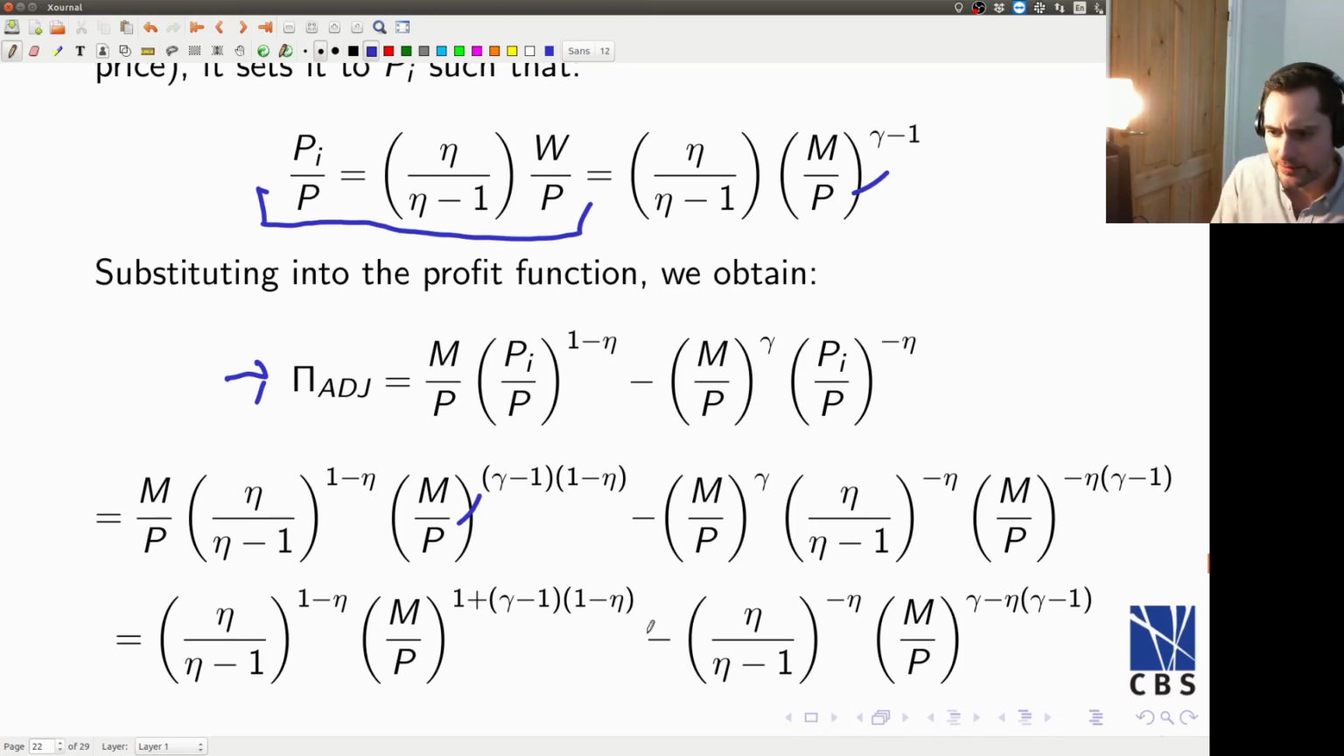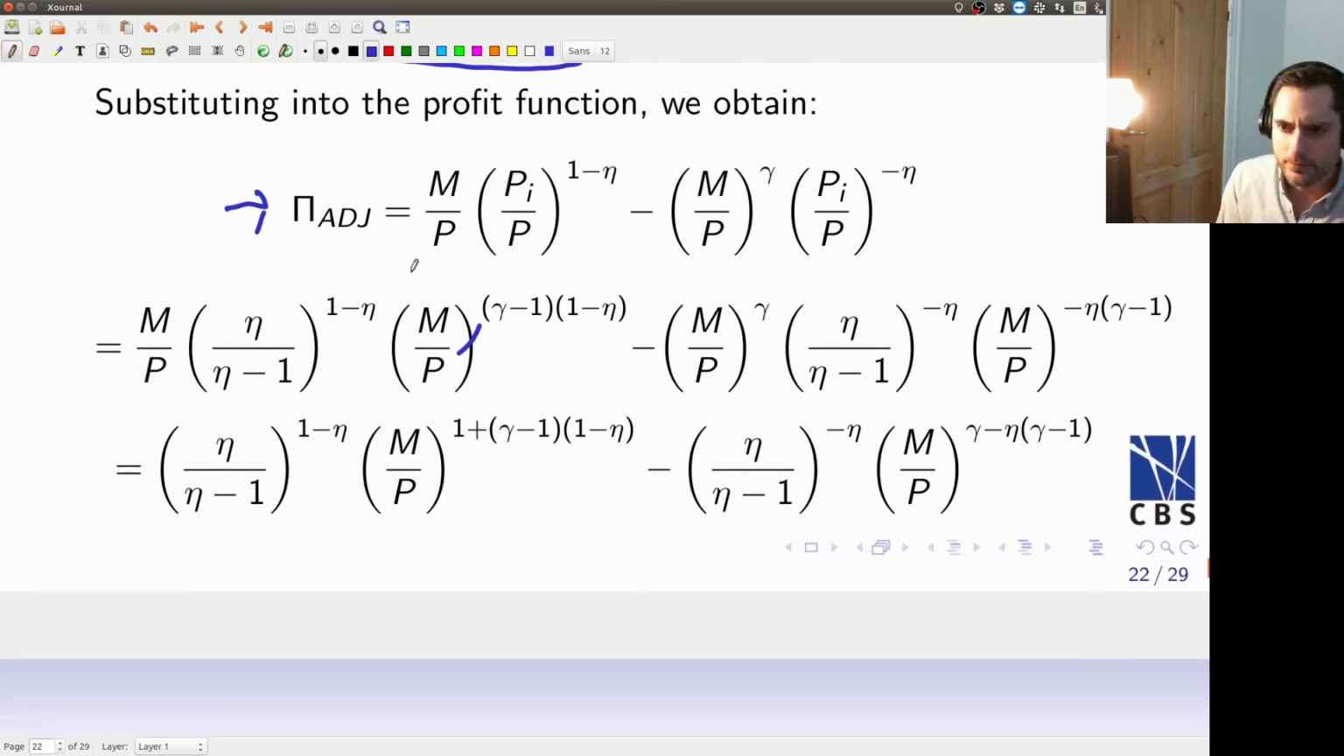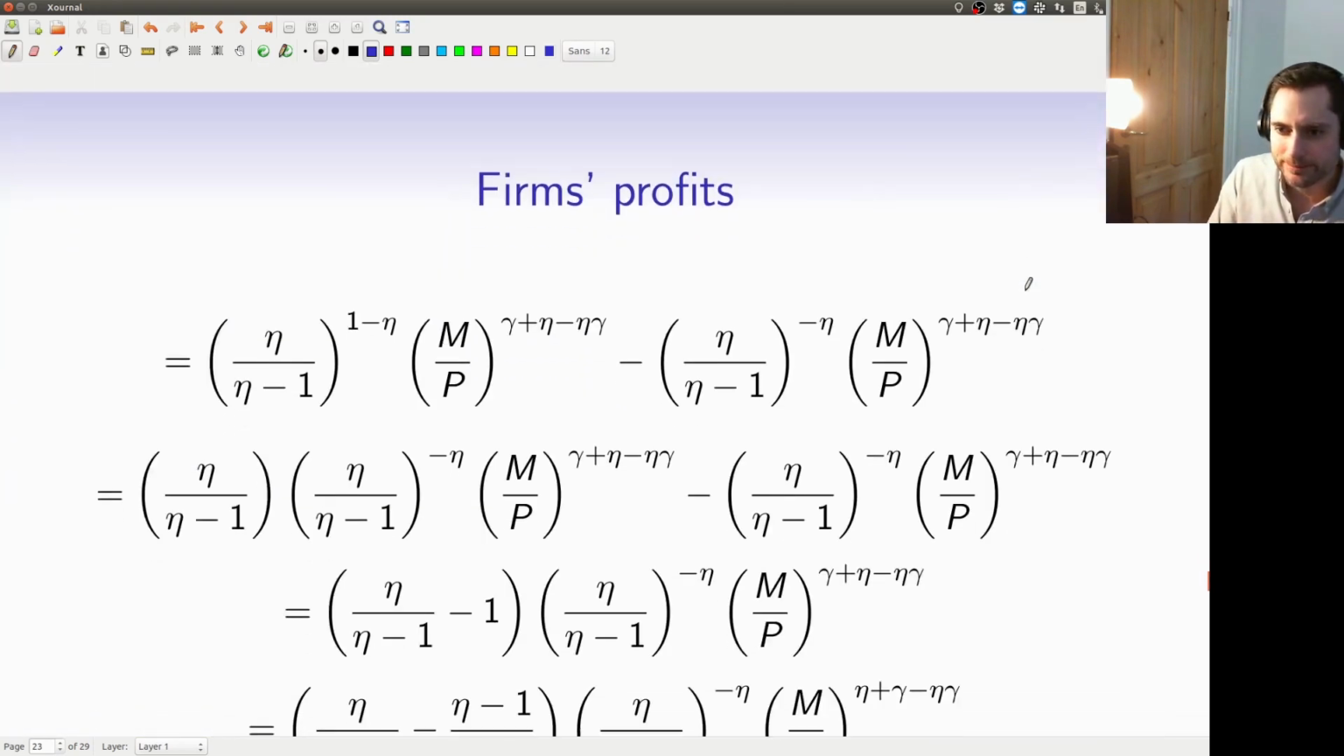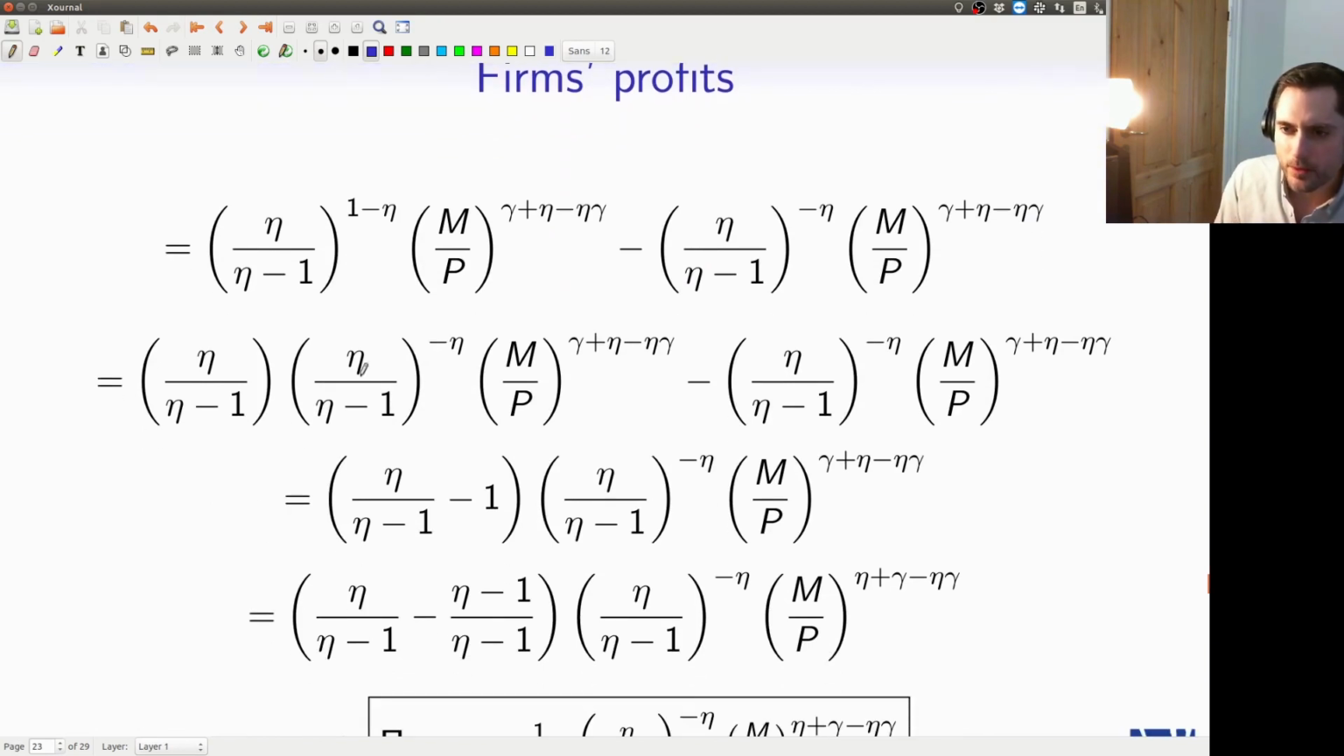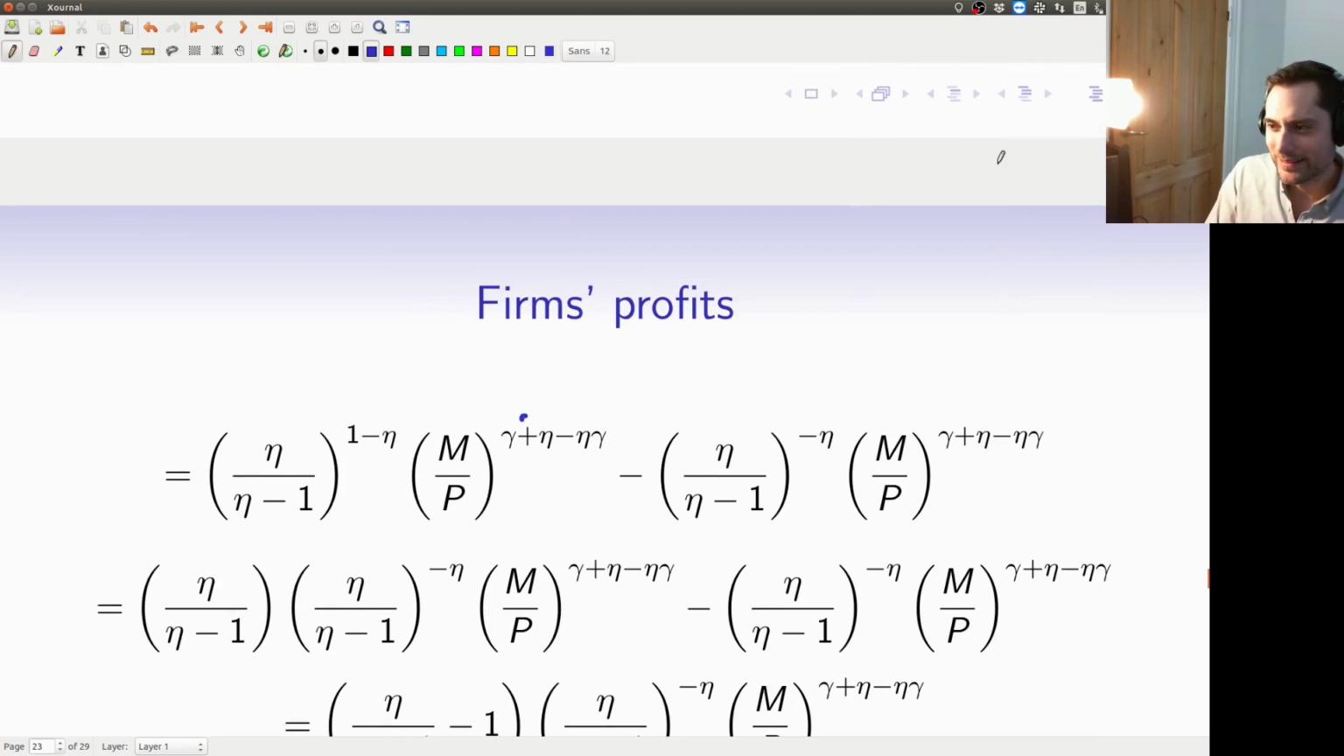Doing a little simplifying. Here you can see this stays the same. Here we're putting the mp in, so that's why we get a 1 minus, and here we're putting this mp in, so we get a gamma there. Slightly simplifying, now let's copy that expression. Here we get a gamma plus eta minus eta times gamma, and here we get an eta plus gamma plus eta minus gamma times eta. Oh, it's actually the same thing.